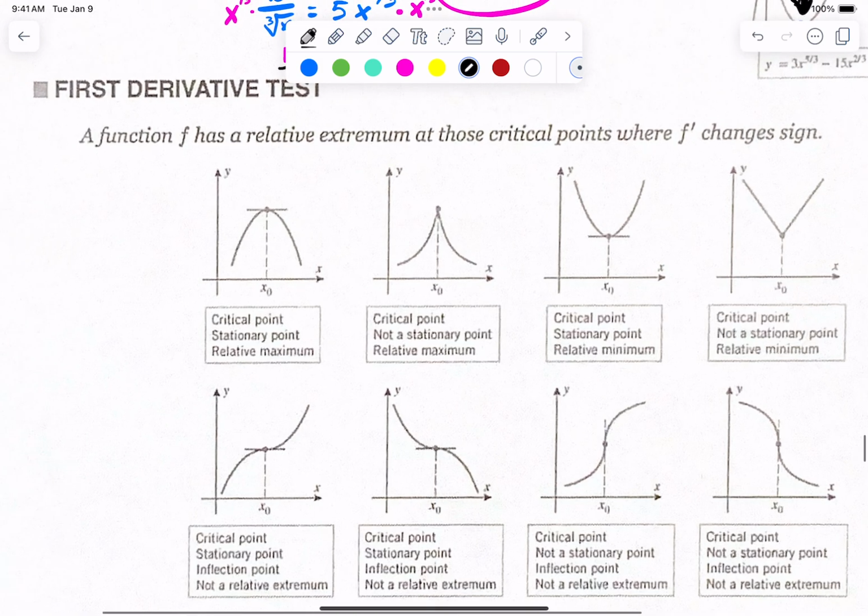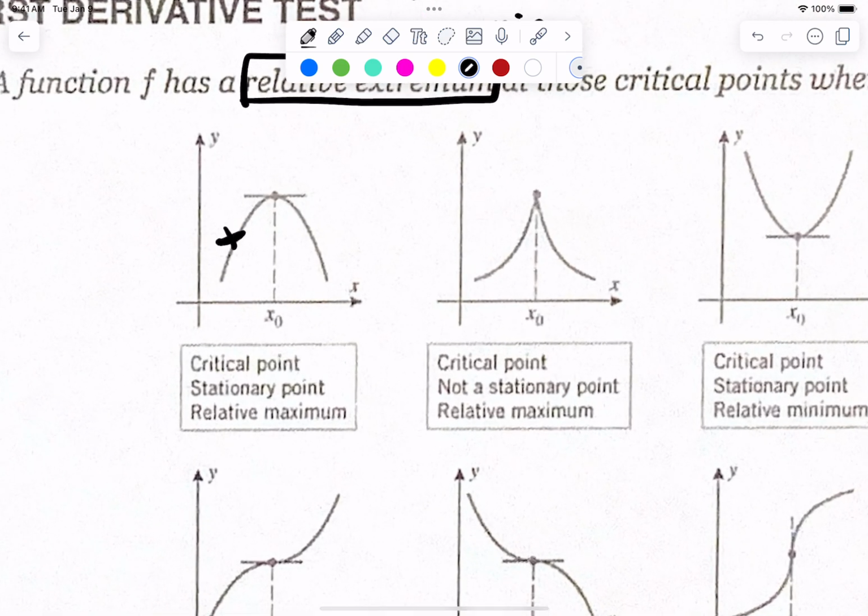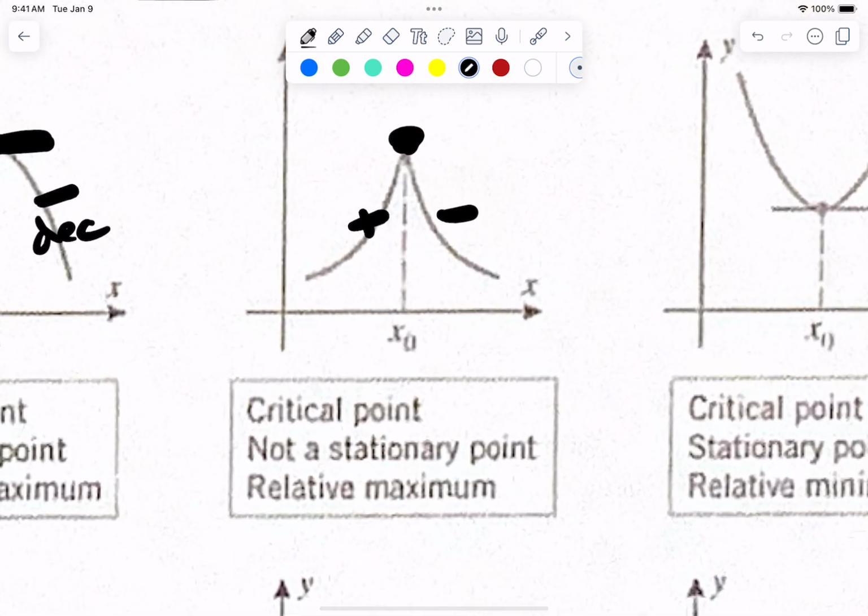It says a function has a relative extremum, which is a max or a min. So a max or min occurs at the critical points where the sign changes. Where it changes from plus to minus, or increasing to decreasing, or from decreasing to increasing, it will have a max or a min where it changes sign. So here is a plus, here is a minus, because it's increasing and then decreasing. This is still called a critical point, even though it's a cusp, because it's switching from increasing to decreasing. So it's still a critical number. It's just not a max or a min.